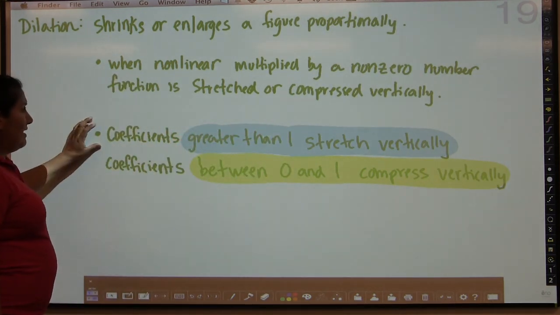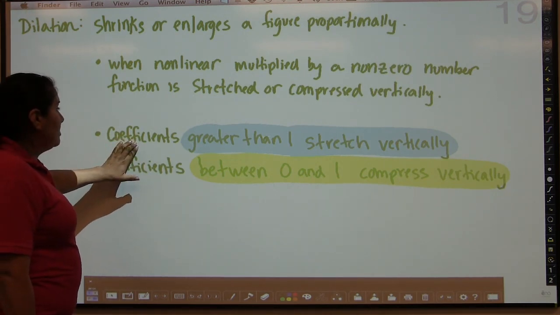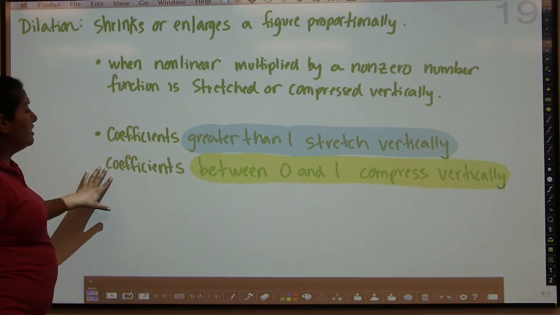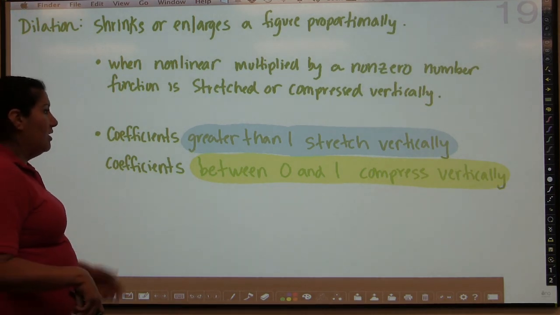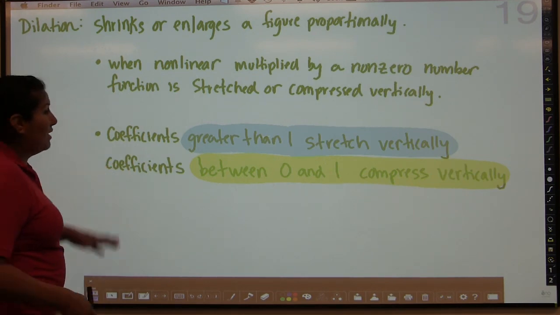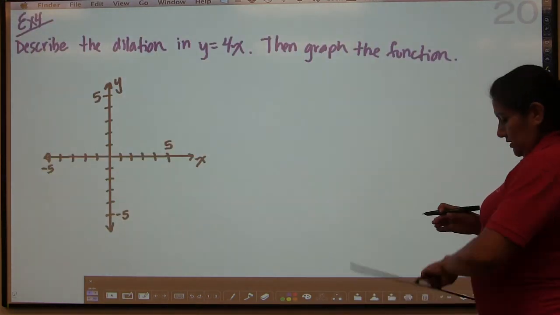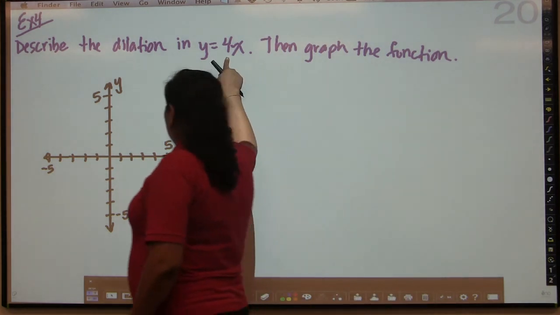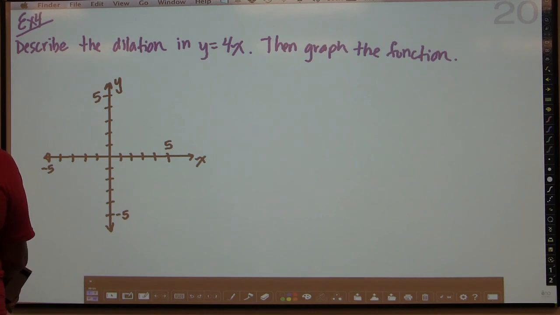So if the coefficient, and that's the number in front of the function, is bigger than 1, then it's going to stretch it vertically. If the coefficient is between 0 and 1, which basically means it's like a fraction, like 0.3 or 1/2, 1/3, 3/4, any number that's between 0 and 1 is going to compress it vertically. Okay, so we're going to try an example with the dilation, and it says describe the dilation of y equals 4x. Because 4 is greater than 1, then we know that it's going to stretch it vertically.